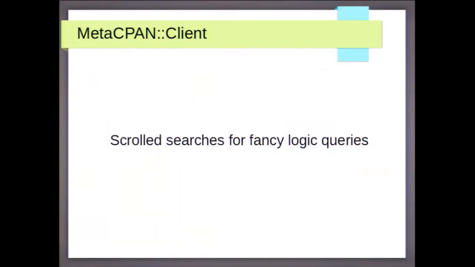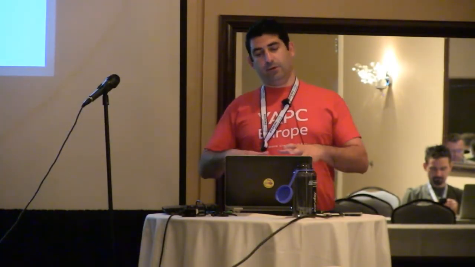Some of the queries that you can do with the MetaCPAN client are complex queries. For example, you apply some logic, as in I want this and not that, and all those kind of nice little logic phrases, and we're going to show some examples of them. To achieve that and to also be nice to the servers, we are basically wrapping the Elasticsearch scroller, which allows us to have pagination and some nice goodies.